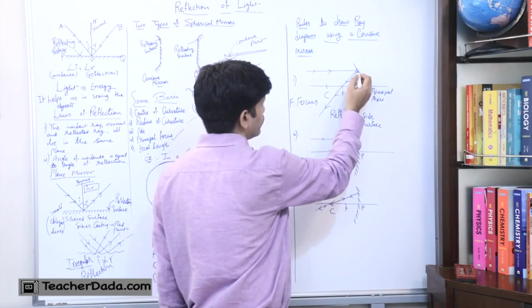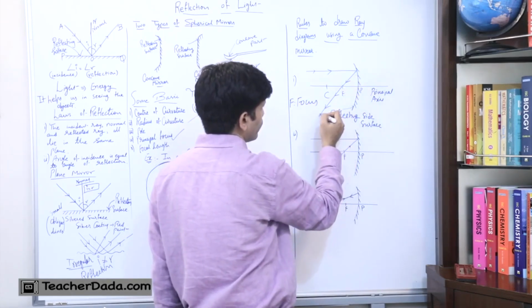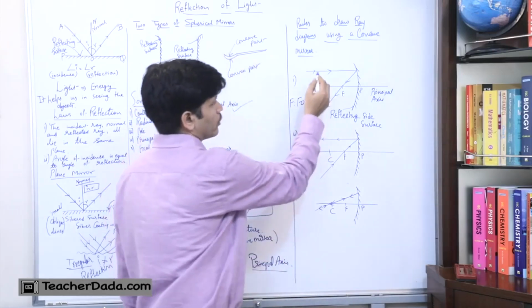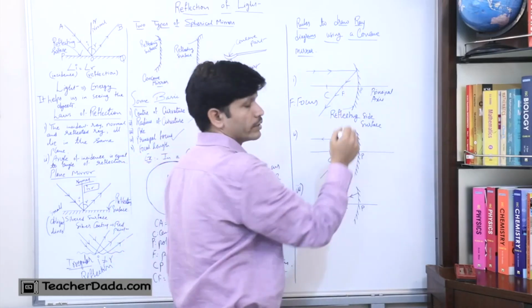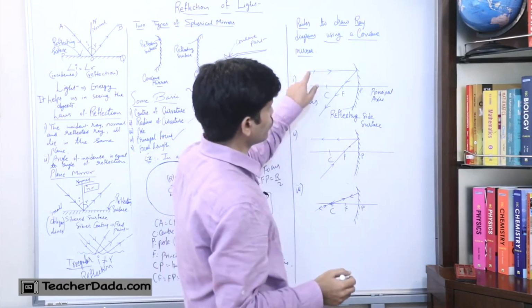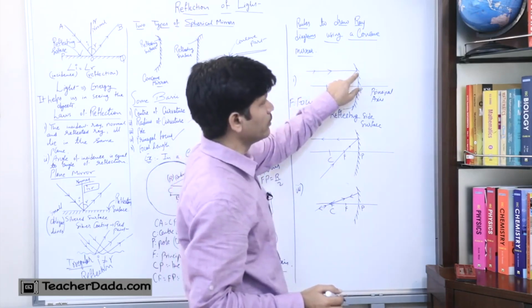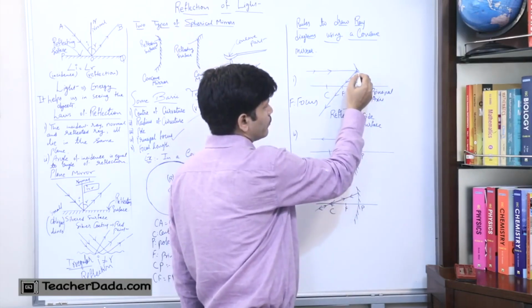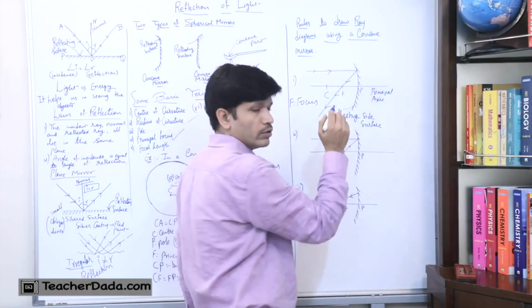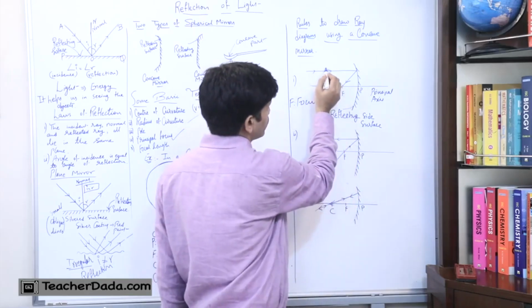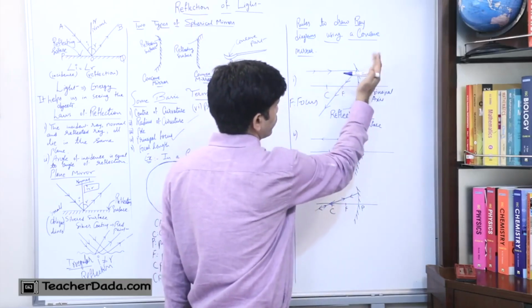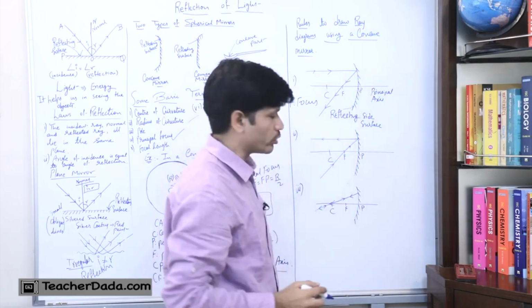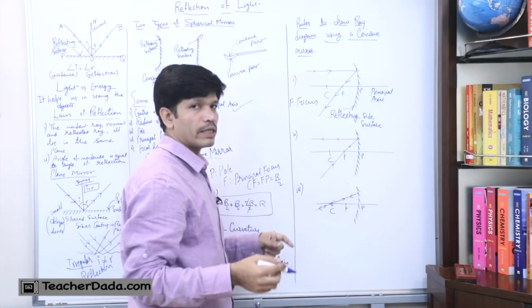So this ray of light will reflect and it will pass through the focus. Now this is the first rule of drawing one of the rays which is incident on the reflecting side of the concave mirror. The ray is coming parallel, it will hit the reflecting surface, get reflected and pass through the focus. You can see the arrowheads like this. It is going from left to right, then reflecting back and passing through the focus. Now, what is the second type?